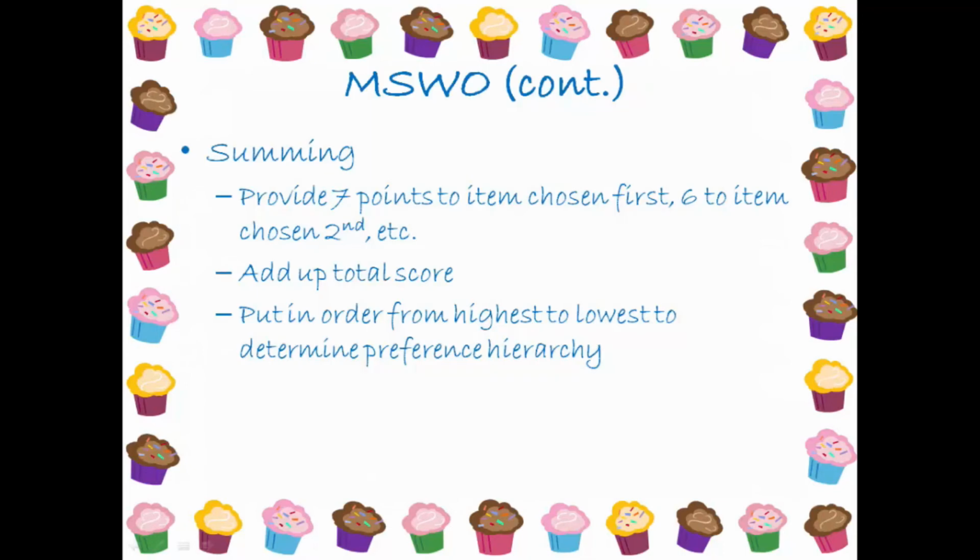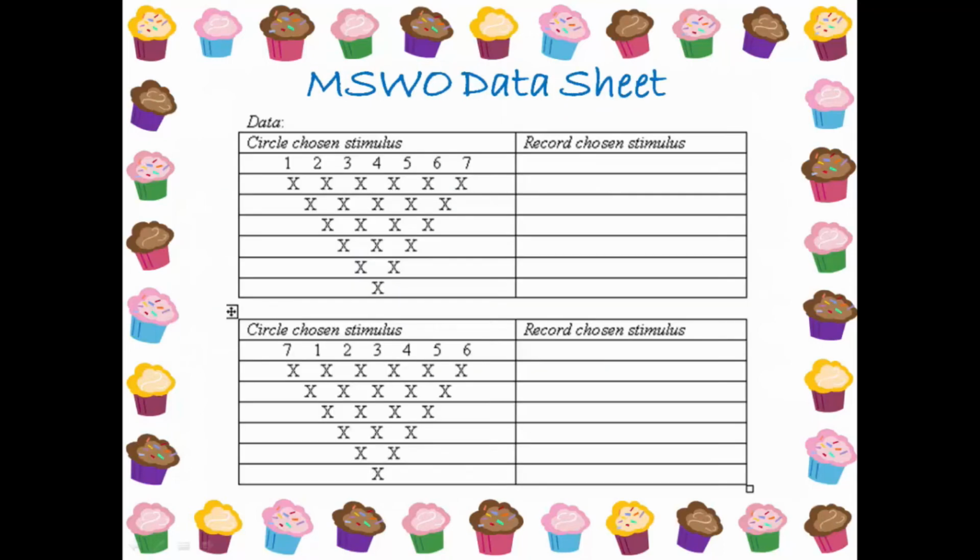Once the assessment is completed, each block of trials is scored, with the first item chosen receiving a 7, the next a 6, and so on. Repeat for each block of trials, then add up the total score for each item. Once you've summed everything, put the items in order from highest score to lowest score to create your hierarchy. Here's our data sheet. Data is a little more complicated here, since you've got to both circle the item chosen, as well as write down what it was. With a little practice, you'll be flying through this assessment in no time.